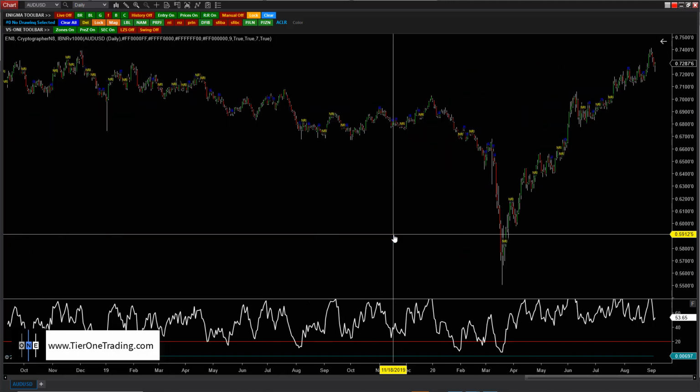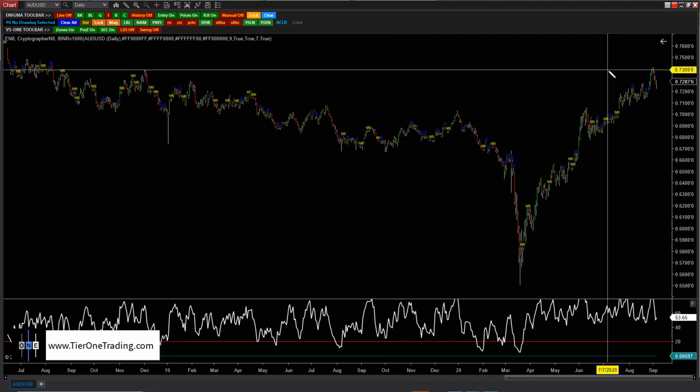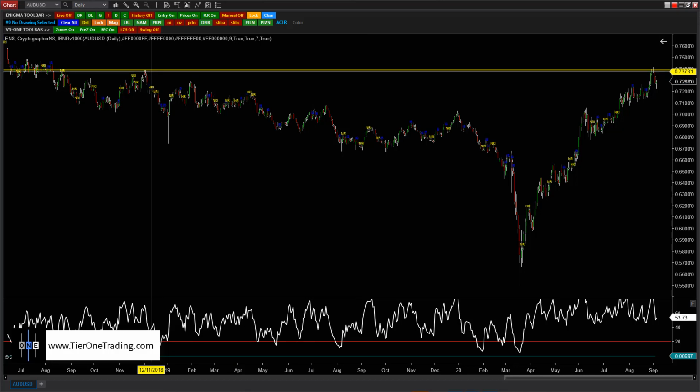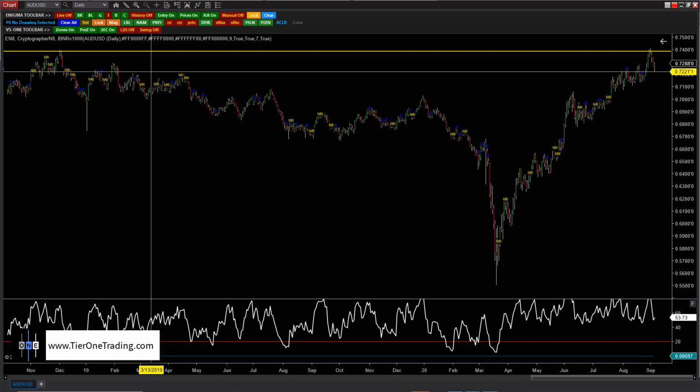But then you zoom in a little bit, or zoom out a little bit, and you see that if I just put a horizontal line right here at this level, we actually haven't broken a previous level of structure right here. So you may want to hold your horses a little bit on a trend continuation trade. Again, depends on the type of trader you are.